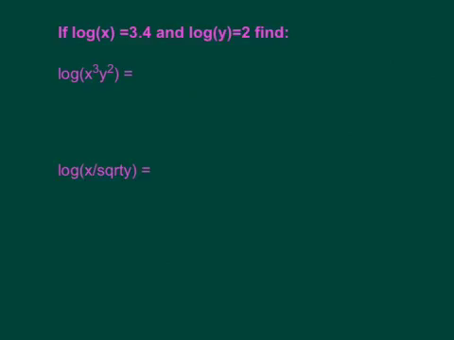For this last problem set, we're going to look at properties of logarithms and how they can be useful to find other values. So at the start here, I'm giving you two values. Log of some unknown value x is 3.4. Log of some other unknown value y is 2. We're going to find the log of x cubed y squared.